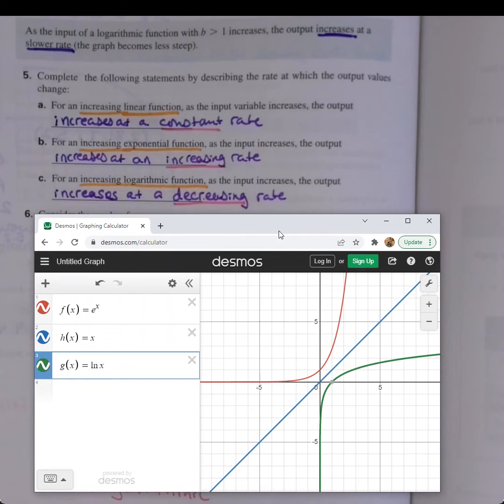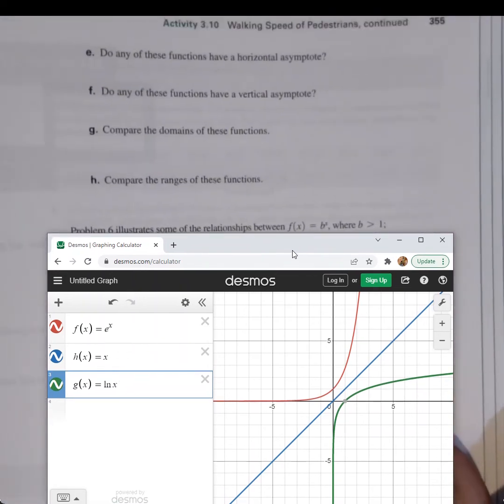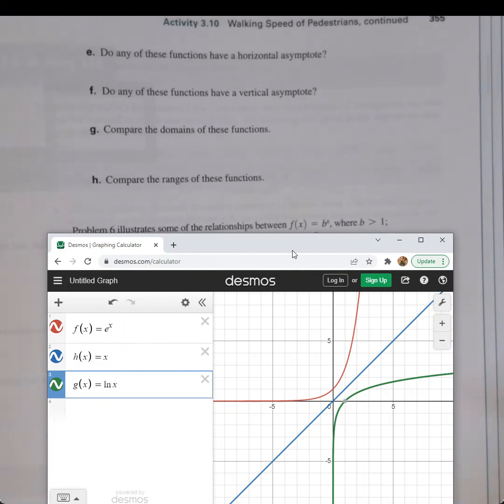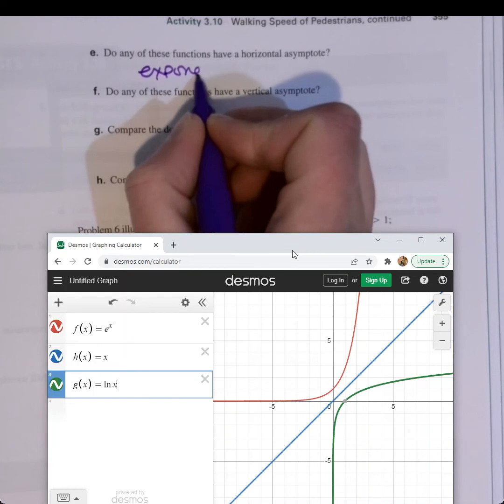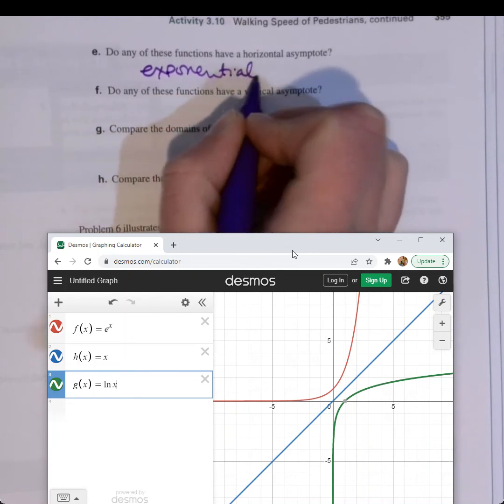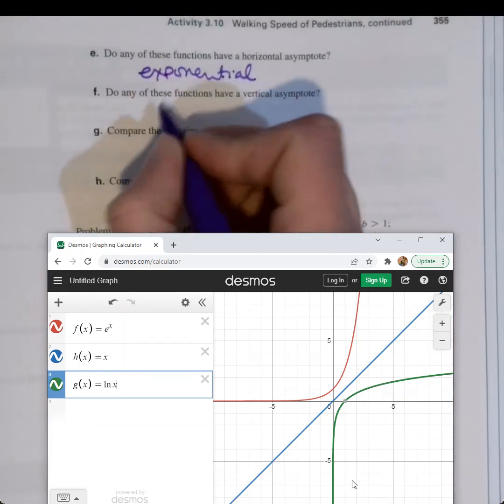Okay, next page. Do any of these functions have a horizontal asymptote? Yes, the exponential does. The exponential function has a horizontal asymptote right here on the left side of it. Do any of these functions have a vertical asymptote? Yes, the logarithmic function, again, on the left side of this function. So the logarithmic.